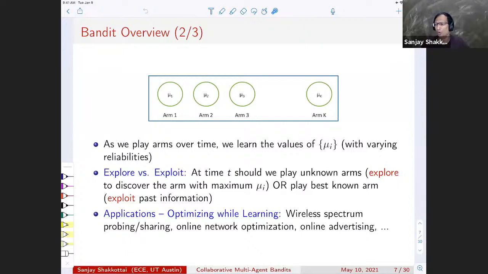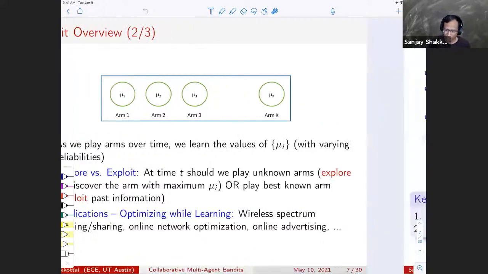Do you explore new arms with the hope that in the future, that exploration is going to help you improve your reward? Or do you exploit whatever information you have, because you, quote unquote, have a higher guarantee of a certain reward rate? And this fundamental explore versus exploit tension has been applied in many, many settings over the years, starting from wireless problems to online network resource allocation to online advertising to drug trials and so on.